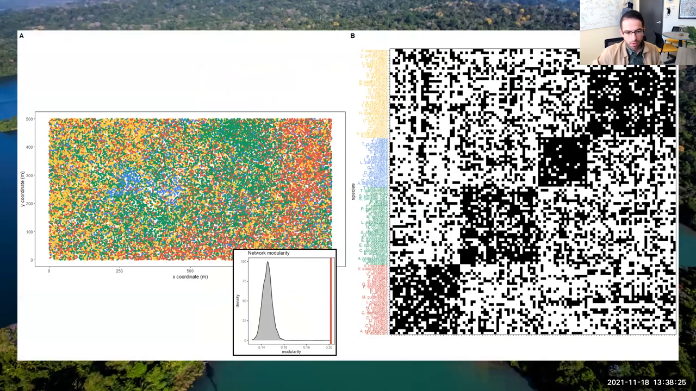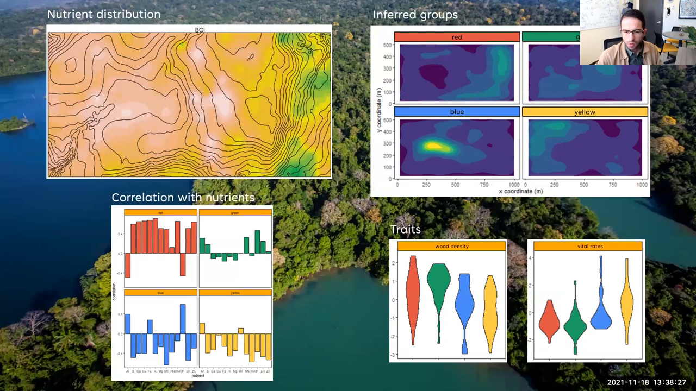All right. So what about traits? Now if I label my species by the group that I just inferred, what do their traits look like? Are they distinctive? What I would argue is that yes, you can see the trait distribution in terms of wood density and vital rates is distinctive for my four groups.